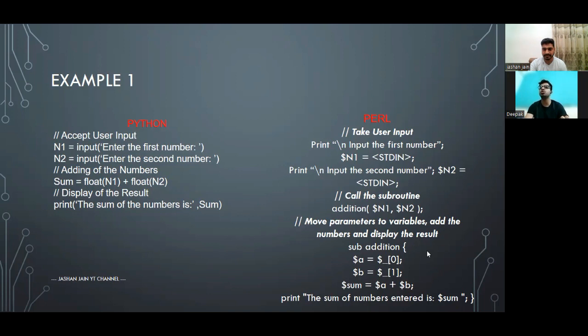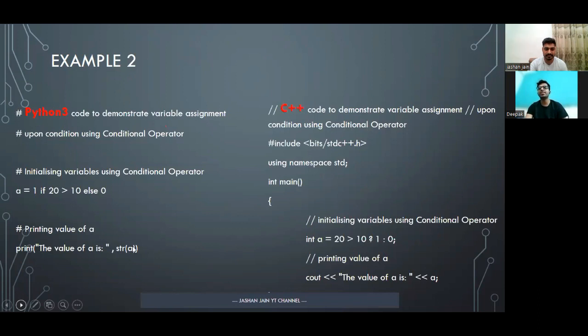We just need to write simply sum is equal to float n1 plus float n2. But there is one difference. In Perl, we need not define whether it is a float or anything. We can simply write, and it will automatically understand. That is the benefit of Perl. Each language has its pros and cons. Okay, let's see one more example.